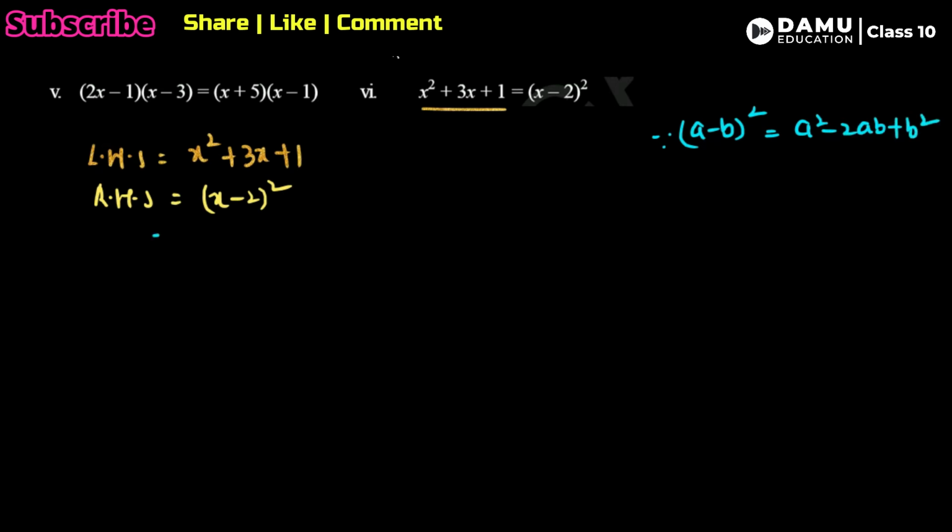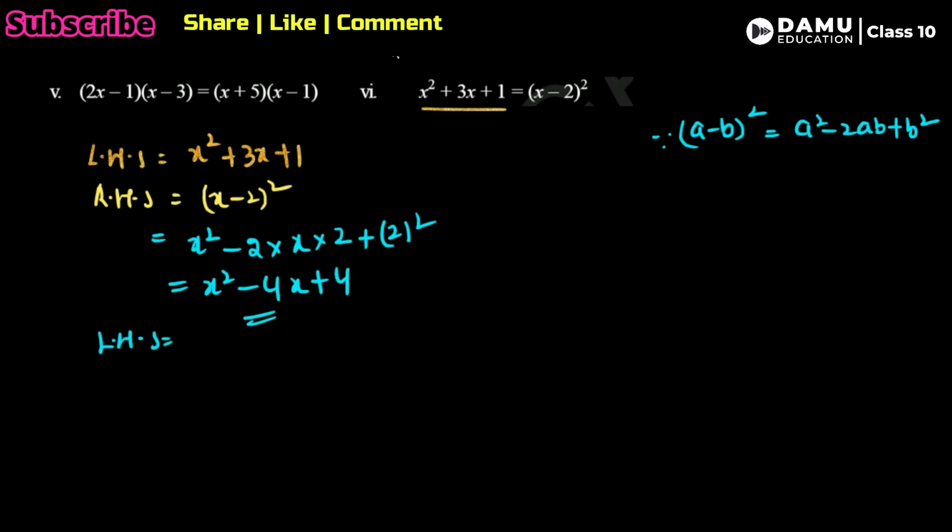Here a is x, so a square is x square, then minus 2ab is minus 2 into x into 2, and b square is 2 square. So x square, 2 twos are 4, minus 4x plus 4. So this is the RHS. Now LHS equal to RHS: x square plus 3x plus 1 equal to x square minus 4x plus 4.